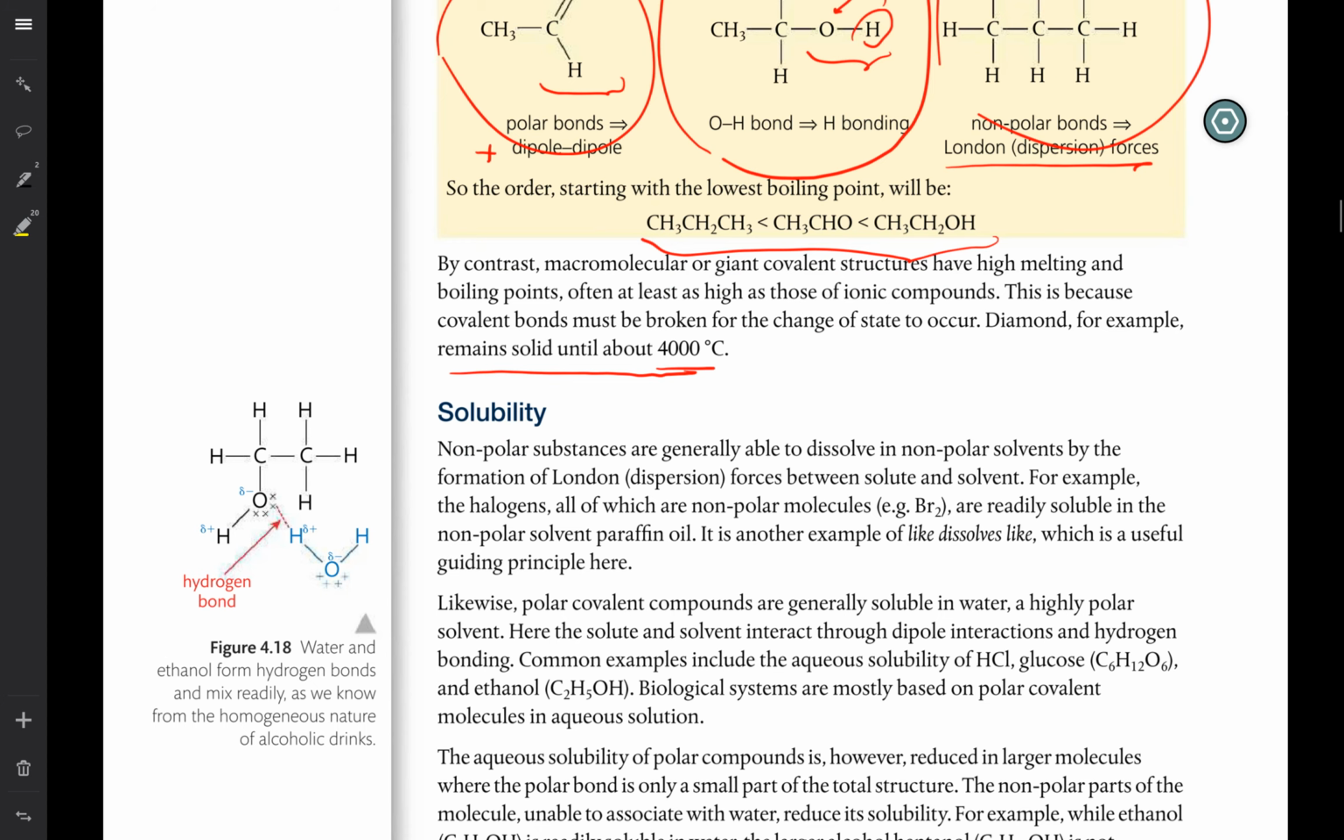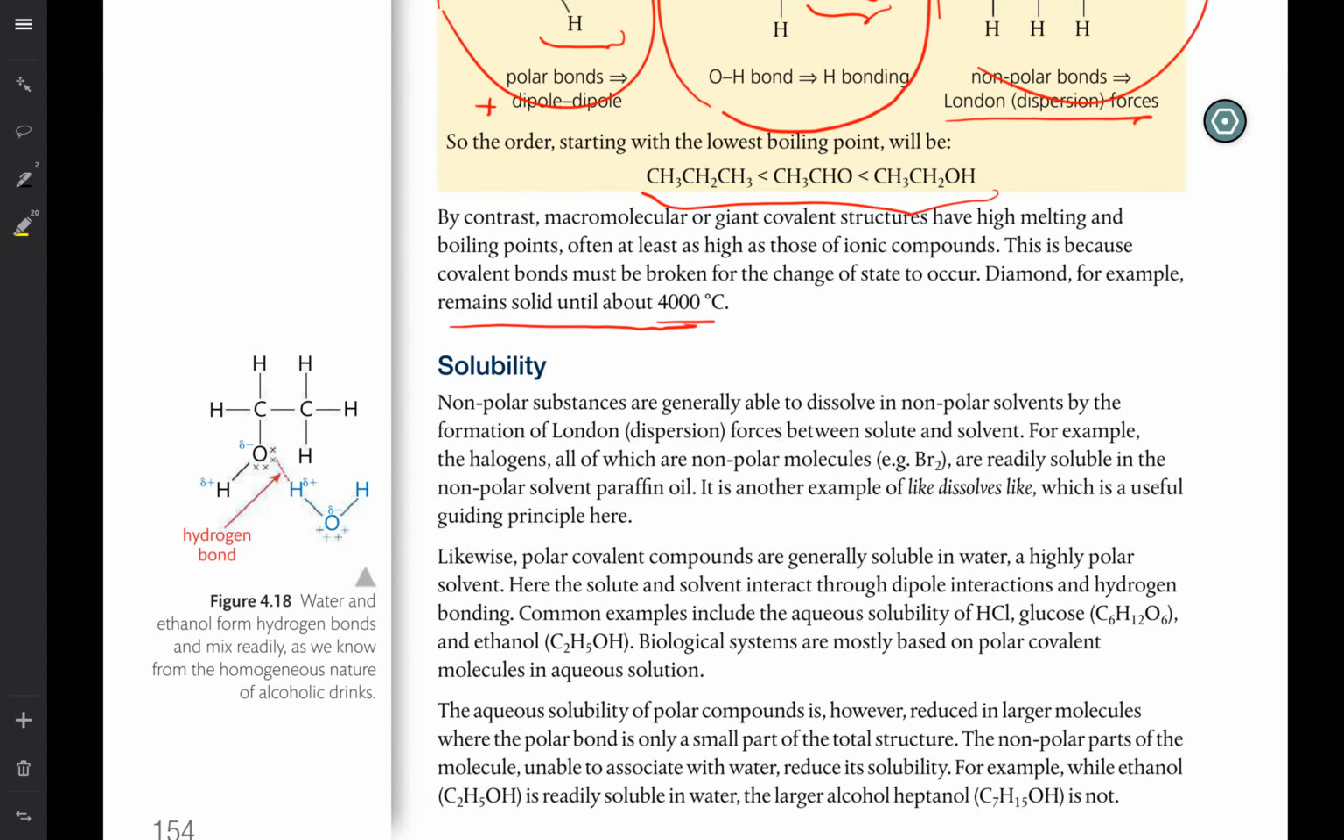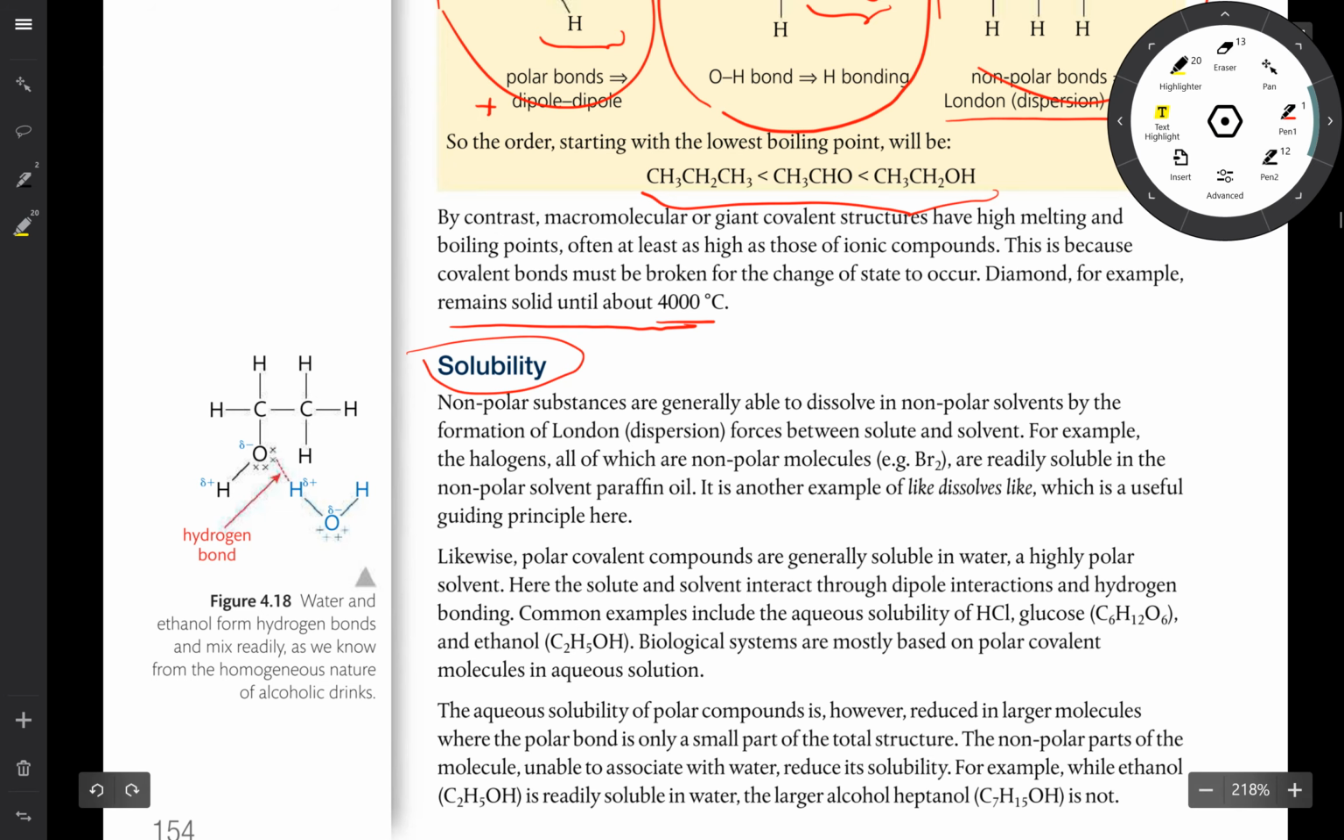Let's move on to the next property that we want to discuss here, and that is the solubility of different materials. There is one general rule available for solubility, and that is like dissolves like. It means molecules which have the same type of attraction between the molecules can dissolve in each other. For example, nonpolar substances are soluble in nonpolar solvents, and polar compounds are soluble in polar solvents.